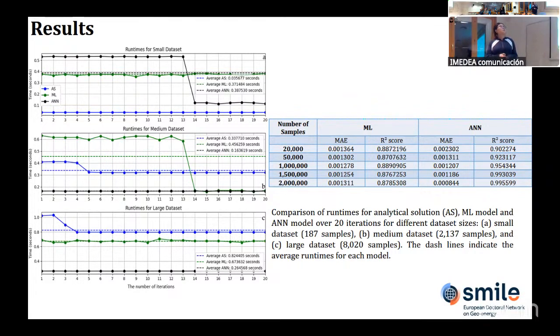There is an interesting finding: when we're increasing the size of the training data, the machine learning doesn't actually improve its prediction accuracy with the increasing training data set. It reaches a very high accuracy at this medium size of the data set, but the ANN increases its accuracy as we increase the size of the training data set.